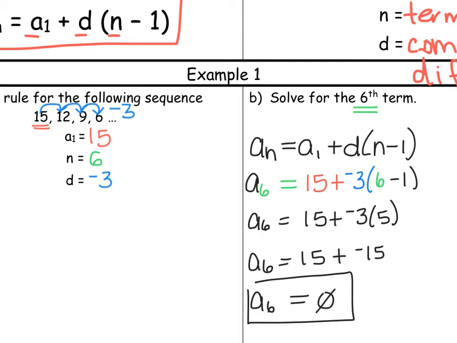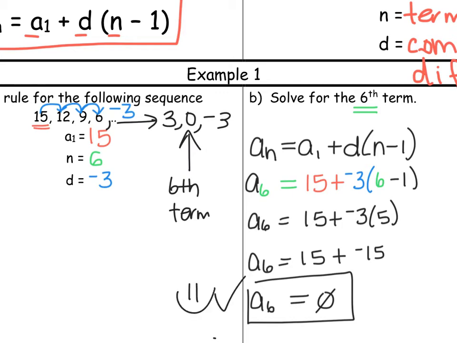And this one's easy enough to check. If we did 6 minus 3, we get 3. That would be our fifth term. If we did 3 minus 3, we would get 0, and that would be our sixth term. And that's what we have right here. So if we continued this sequence, we would get 3, then we would get 0, then we get negative 3, and that's our sixth term. So our answer checks out.